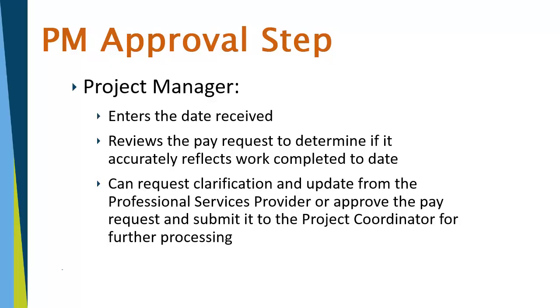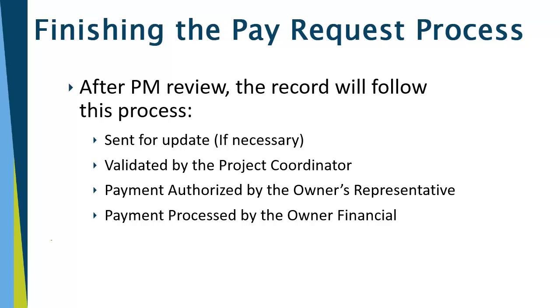At the PM approval step, the project manager will enter the date they received it, review the pay request to determine if it accurately reflects the work completed to date, and they can request clarification and update from the professional services provider or approve the pay request and submit it to the project coordinator for further processing. After PM review, the record will follow this process. It can be sent for update if necessary. It's then validated by the project coordinator. Then payment is authorized by the owner's representative, and payment is processed by the owner financial.